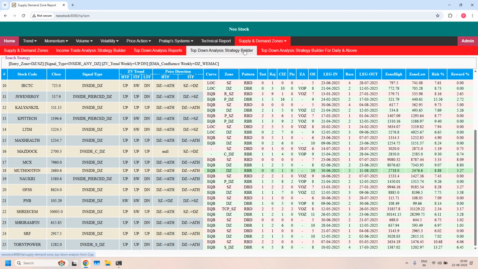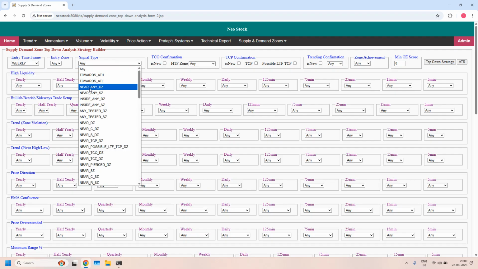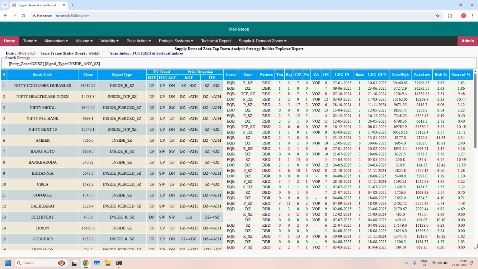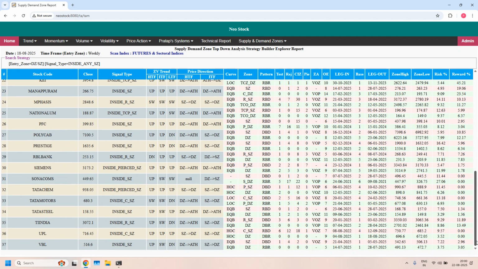Okay, next, price closed inside the weekly supply zone. First 15 stocks in the list. Scrolling the list down. So total 37 stocks are filtered.